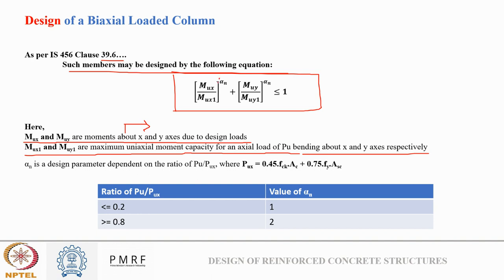And how do we get this value alpha n? By using the ratio of Pu upon Puz. So Puz is nothing but my ultimate load. And how is it given? It is given by this formula given in the IS code.